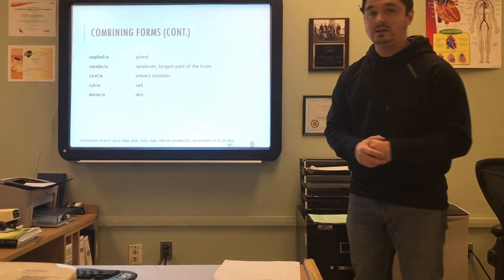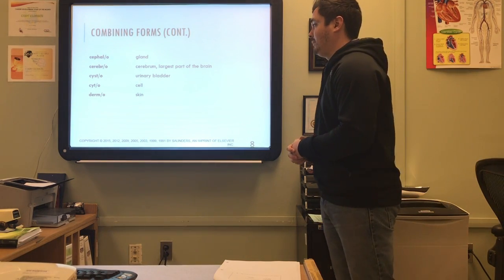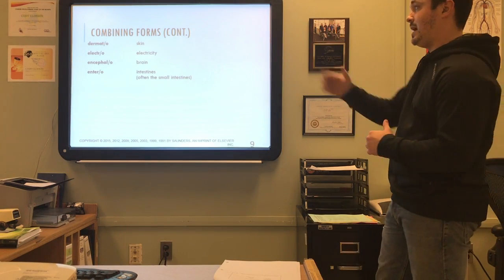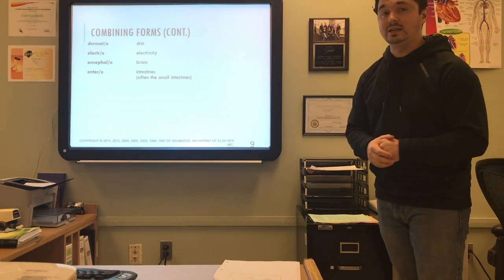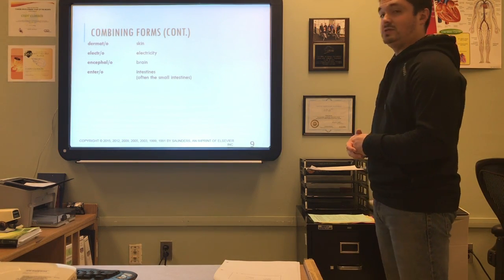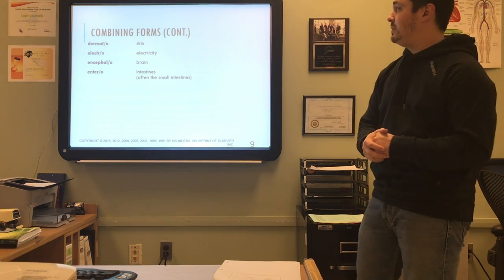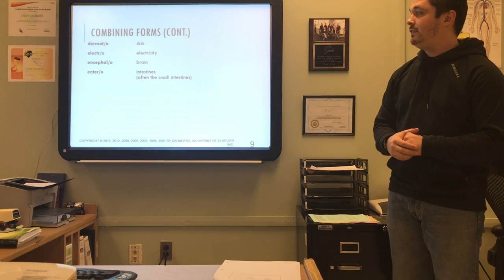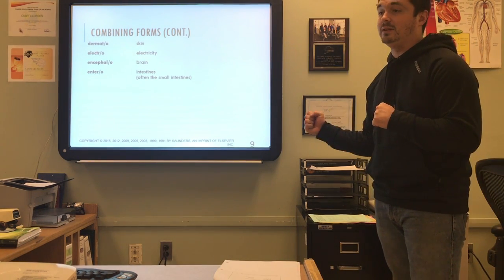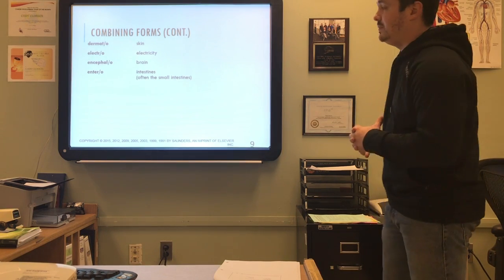And then the first term that means skin is derm, or dermo. And then you have dermat, or dermato. That also means skin. So you've got to be careful when building these medical terms to use the proper one. Electro means electricity, as we said. Encephalo means brain. So be careful: cephal means head, encephalo means brain. So that's the one to be aware of.